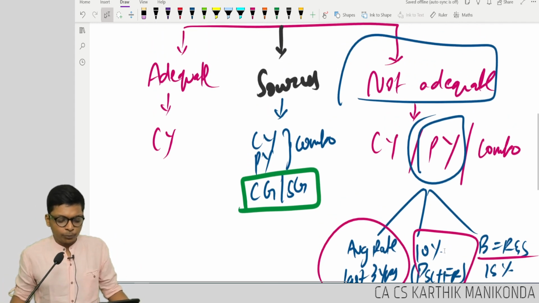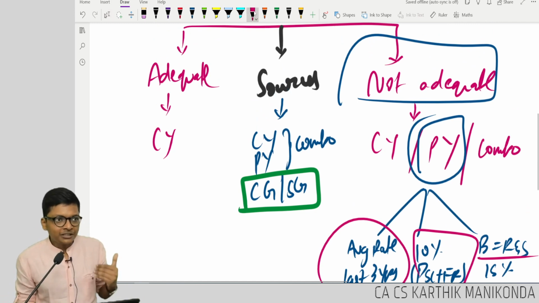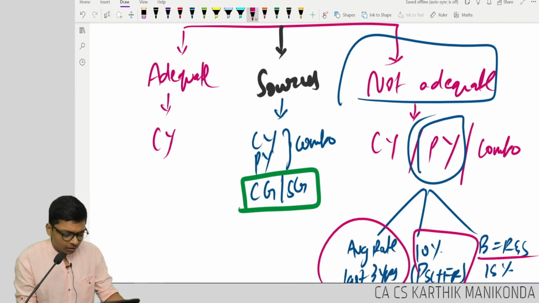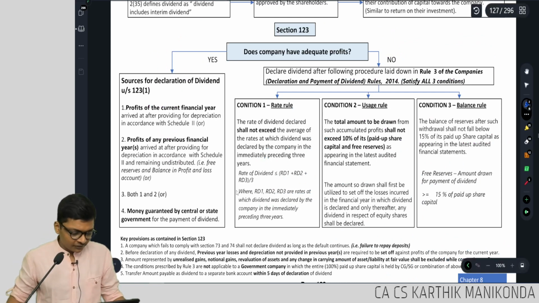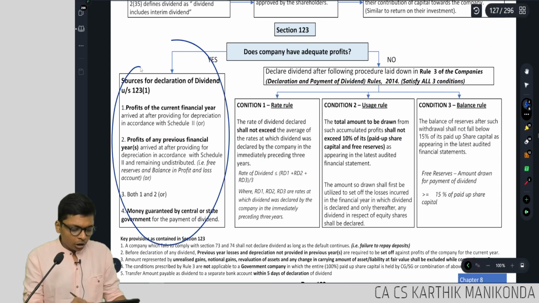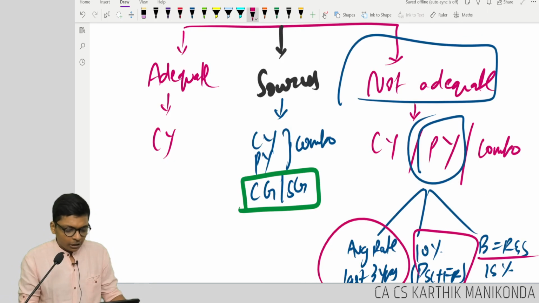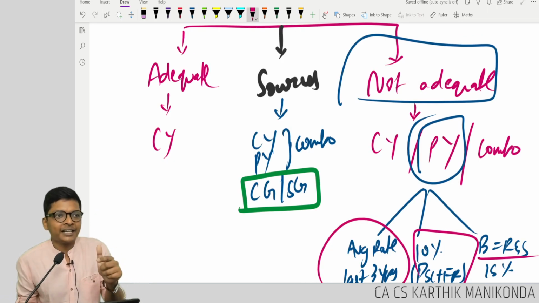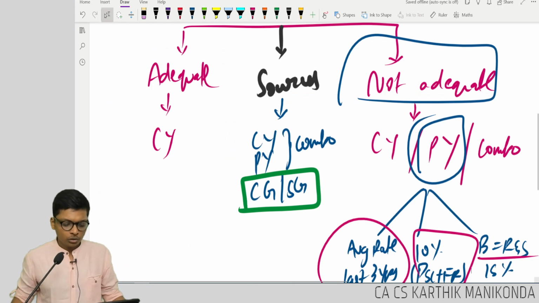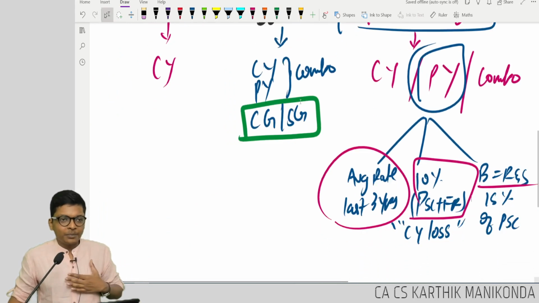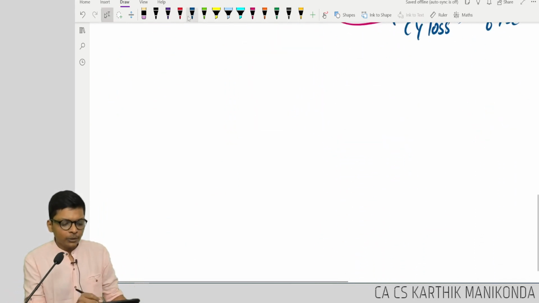Now before I proceed further, in the previous class we discussed sources for declaration of dividend. If you remember, the sources for declaration of dividend include all of this. In this, money guaranteed by central or state government. Why will government guarantee dividend declaration? Now, how to develop the country? How do we develop the country?